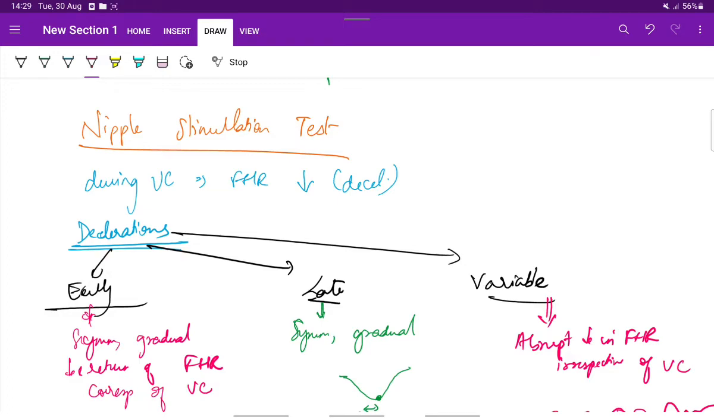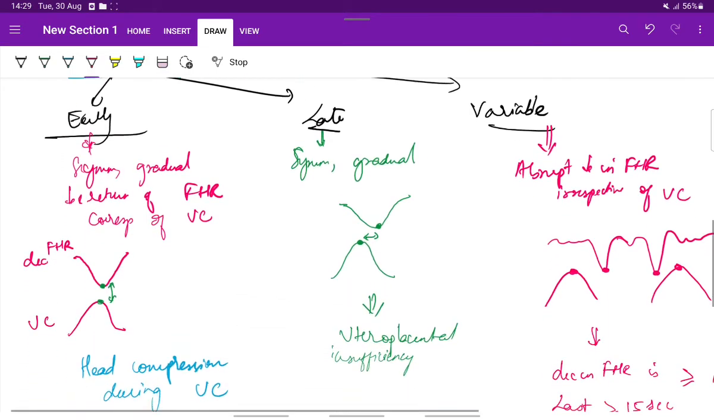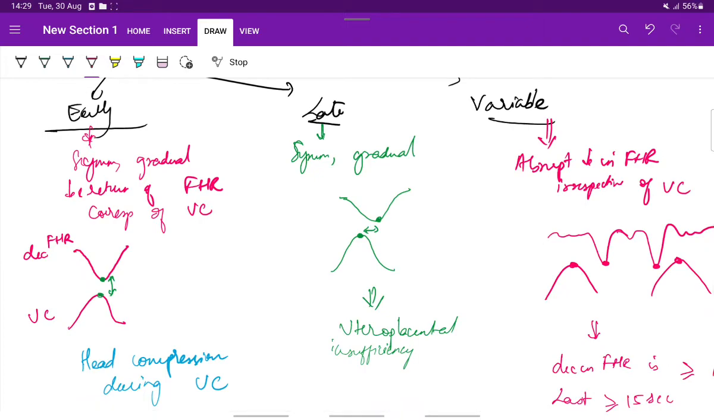During uterine contractions, the fetal heart rate decreases. This is because the nipple stimulation may be used to stimulate the uterine contractions and because of which there is decreased fetal heart rate. This is known as deceleration, and these decelerations are of three types: early, late and variable. Early is when the nadir of the deceleration corresponds exactly to the peak of the uterine contraction. This is seen during head compression, which is occurring at uterine contraction.